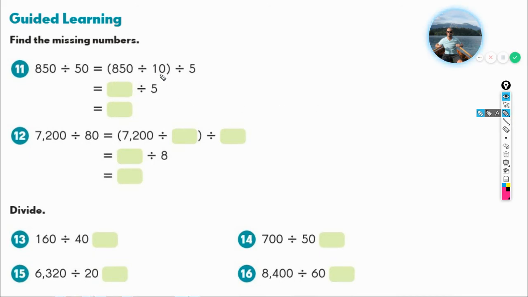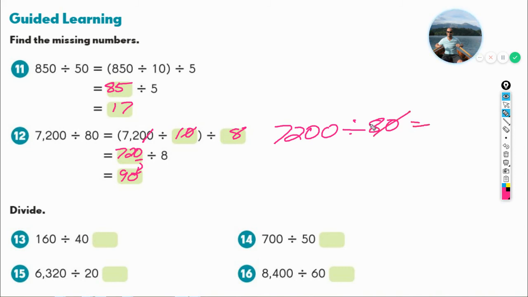So they did 850 divided by 10 first, which is 85. You divide 85 by 5, and you get 17. Here they're doing 7,200 divided by 80, so 7,200 divided by 10, divided by 8. And I can even do my little zero crossing trick there. 720 divided by 1 is 720. And if I do 72 divided by 8, I get 9. And then I just keep that 0. And I get 90.